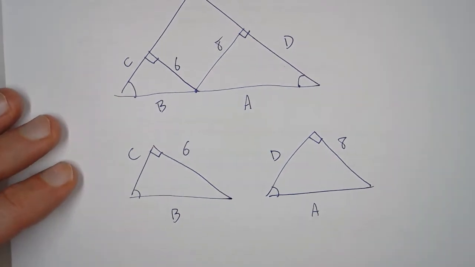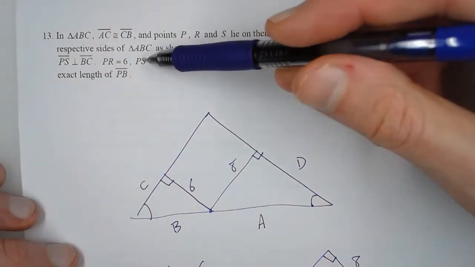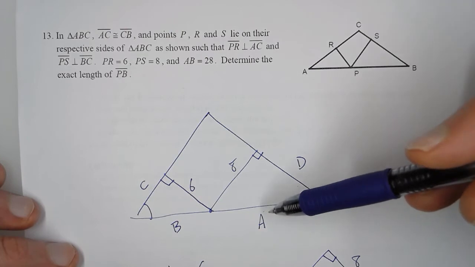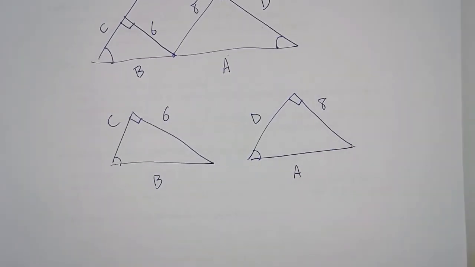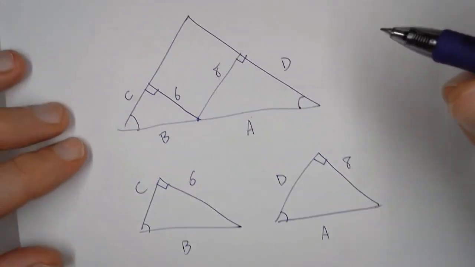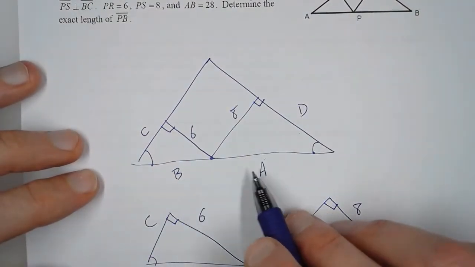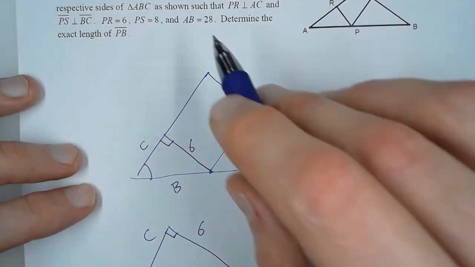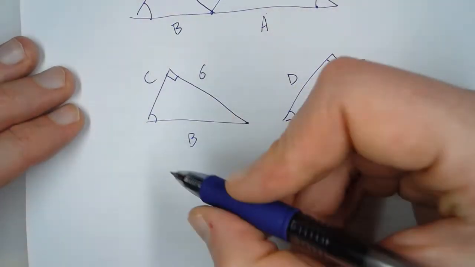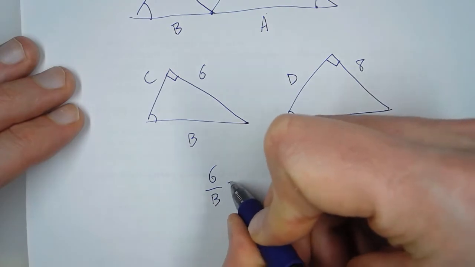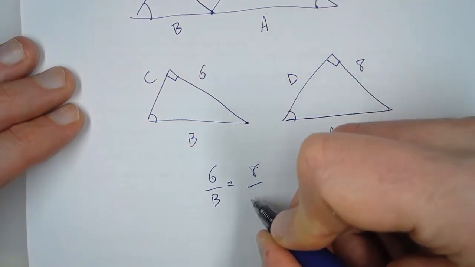Okay. Now what do we want? We want to figure out the length of PB, which we've called A for this problem. So what kind of setup can we do for this? All right. Oh, one other thing we forgot to mention. We know that A and B add up to 28, and that's going to be key. So we'll say 6 over B equals 8 over A.